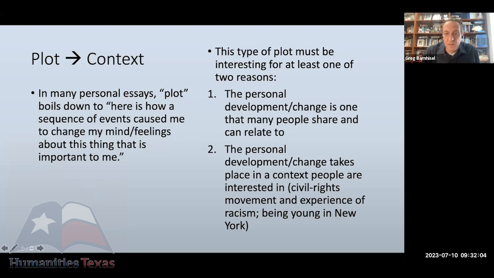So for Baldwin, that was the dawn of the civil rights movement and the experience of being subjected to racism. For Didion, it was the experience of being young and leaving the provinces and moving to New York. But what we need, what makes a good personal essay, is taking plot and linking it to context, linking it to something that makes it interesting to someone outside of ourselves.